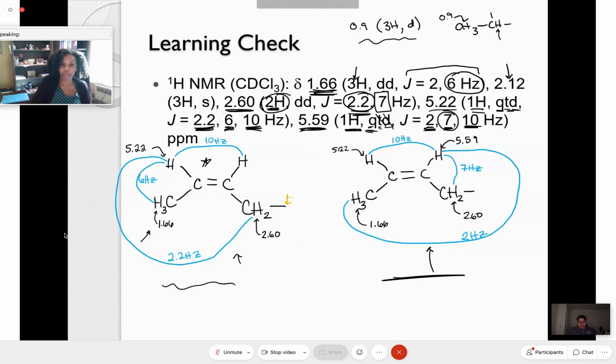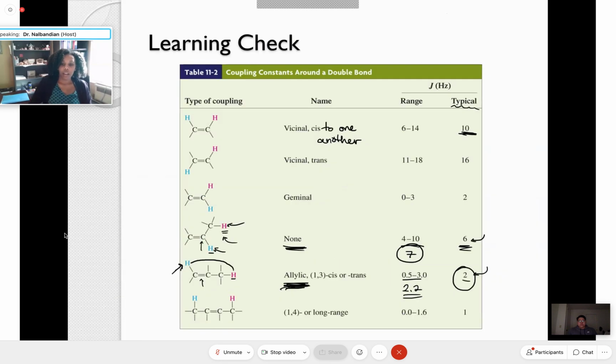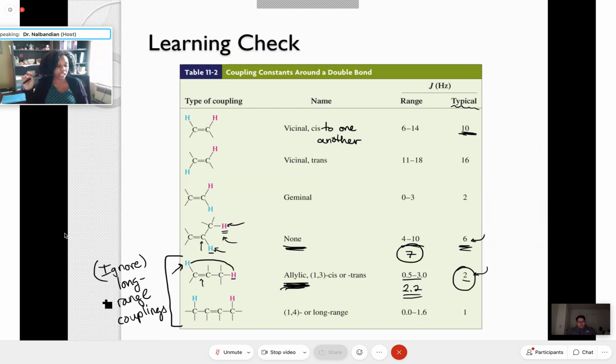All right. So with this, I just showed you these long-range couplings. In general, we're going to ignore these. I just showed you them to show you how much more complicated the structures get. But in general, I will ignore these, and I'll tell you that I have ignored them on an exam or on a problem set. I'll write, ignore long-range alkene couplings. So yes, we were dealing with 2 and 2.2. In general, I would ignore those.